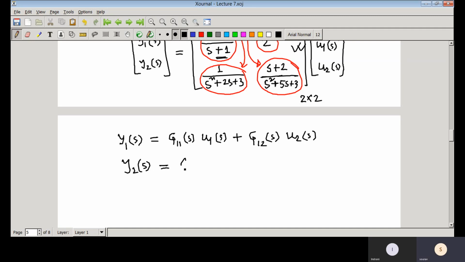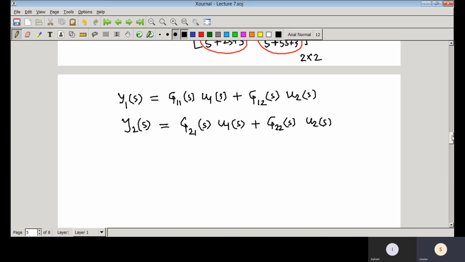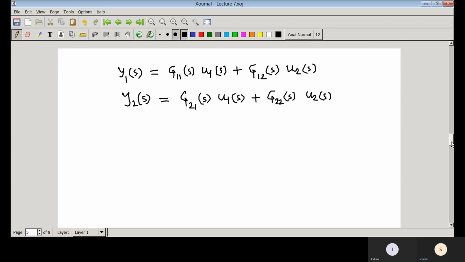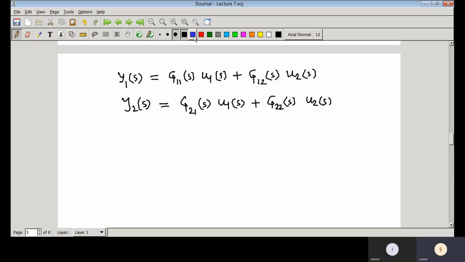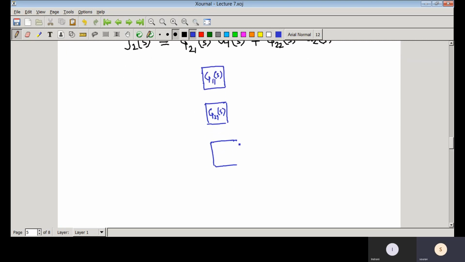and the second algebraic equation you will get, that is G21(s) U1(s) plus G22(s) into U2(s). So now, if we represent these two equations in diagram form, later on you will see that this is called the block diagram. So what will you get? Here you have G11(s), and here you have G21(s), then you have G12(s), and here you have G22(s).